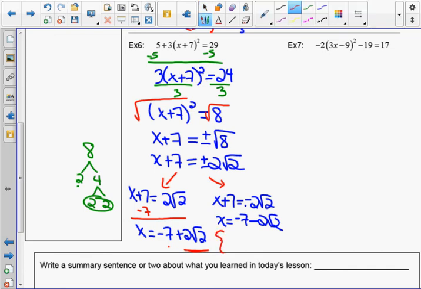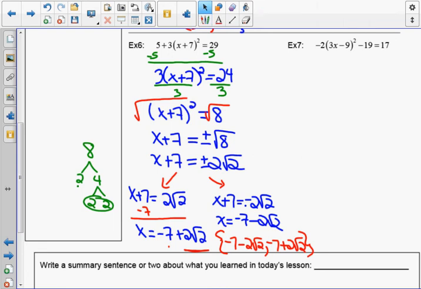And now I'm going to put these two into the set notation, the squiggly brackets. So we have a negative 7 minus 2 radical 2, and we have a negative 7 plus 2 radical 2.